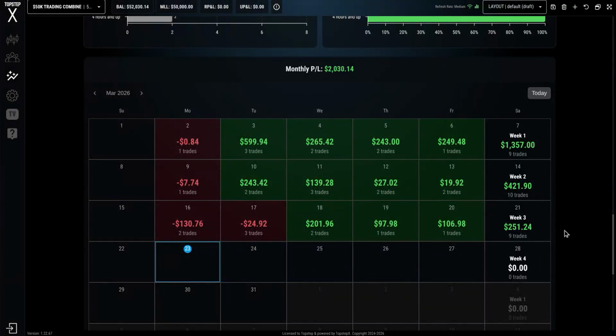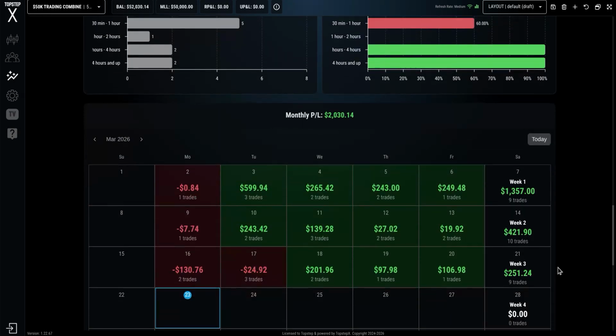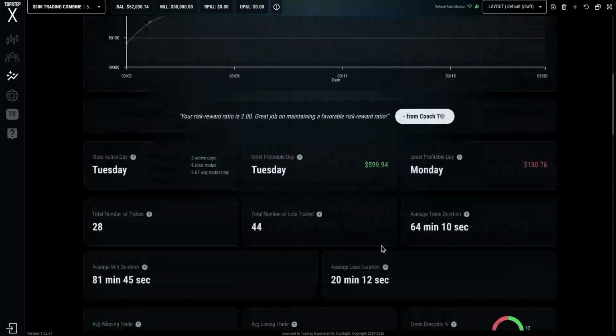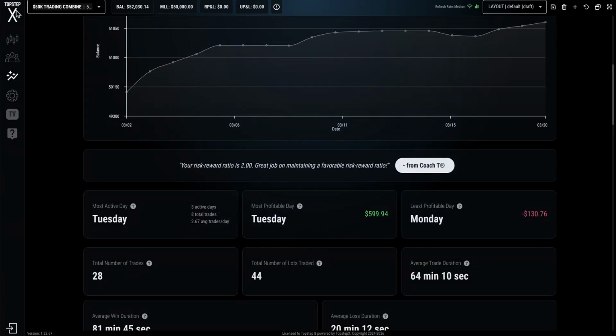Hey guys, in today's video I'm going to be showing you how I made $2,000 in the last month on Topstep X using my exact entry model. As you can see, over the last couple of weeks I've been able to profit consistently off of this model and have made a decent amount of money. And by the way, all of this, as I mentioned before, is on Topstep X on their 50K trading combine.